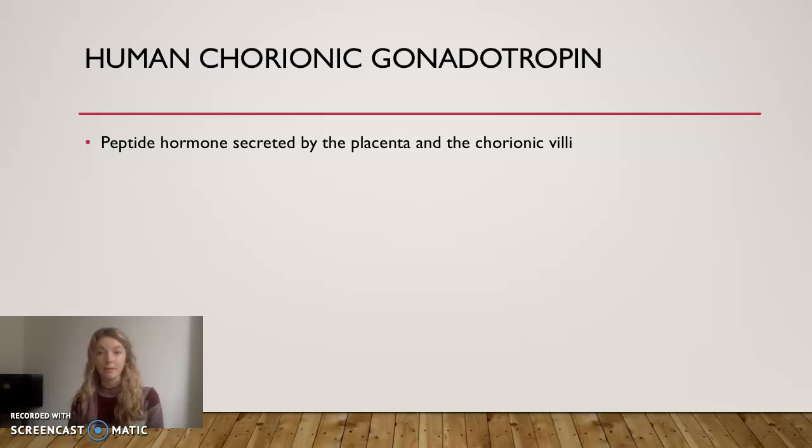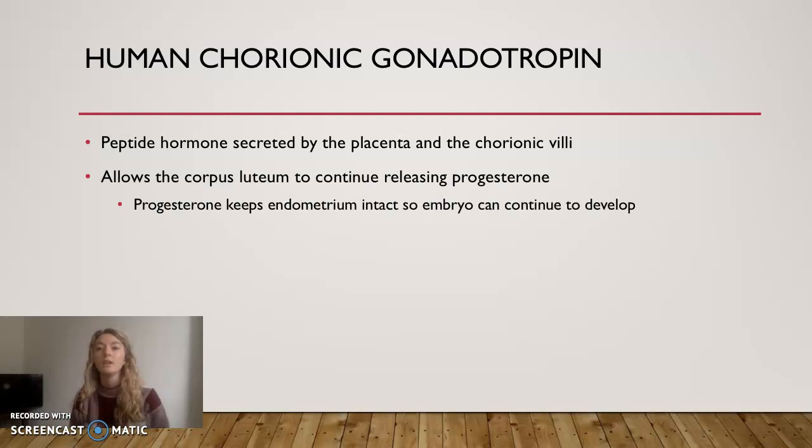HCG is a peptide hormone, meaning it is composed of linked amino acids. This hormone is a close relative to luteinizing hormone, or LH. Because of its similarity to luteinizing hormone, HCG binds to LH receptors. The presence of this hormone allows the corpus luteum to continue releasing progesterone. Progesterone plays many critical roles, including keeping the endometrium of the uterine wall intact so the embryo may remain implanted and in turn can continue developing.